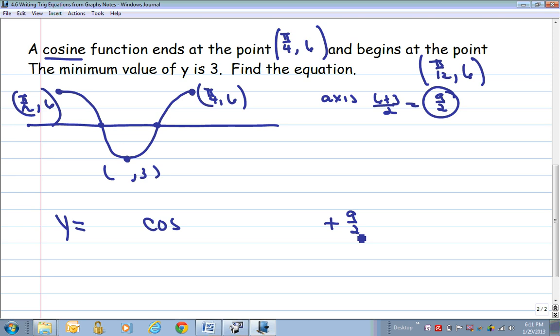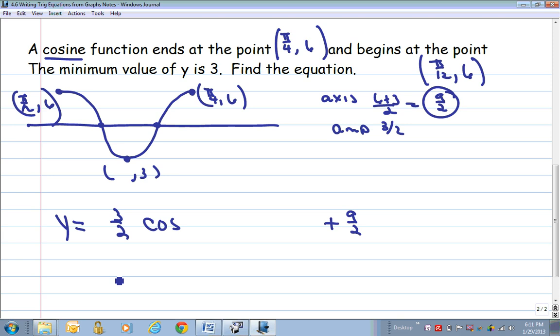The next thing we want to do is figure out the amplitude. If this is at 9/2, which is 4.5, and this is at 3, then the difference would be 1.5 or 3/2. If this is 4.5 and this is 6, then the difference would be 1.5 or 3/2. So our amplitude is 3/2. So that's going to go in the front. It looks like the graph starts at the top of the amplitude, so it should be a positive 3/2. All right, the next thing we want to look for is any shifts and the period.